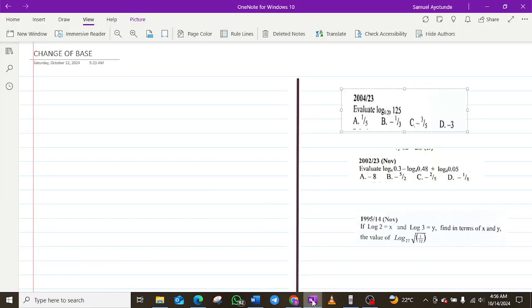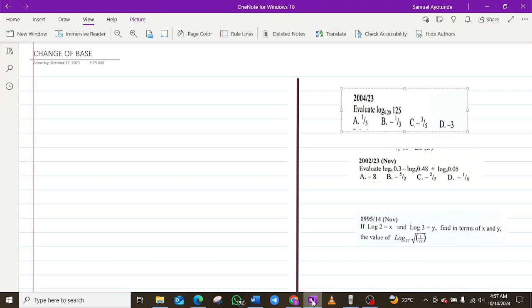So, welcome back to class. We are still working on logarithms and we are looking at the topic change of base. Change of base is a logarithm law or rule which implies that we can change the base of a logarithm, and there are some things that happen when we change the base. So that's what we'll be looking at today.